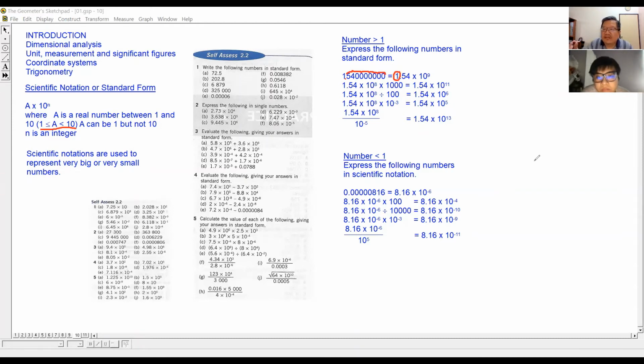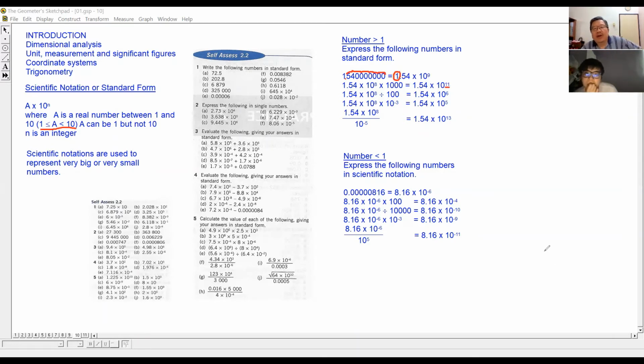1000 is 10 to the power of 3. So when you multiply them together, what you should do is you add the indices. 3 plus 8. 3 plus 8 is what? 11. Is this okay?